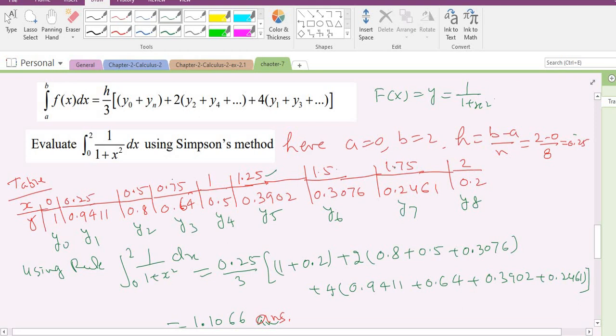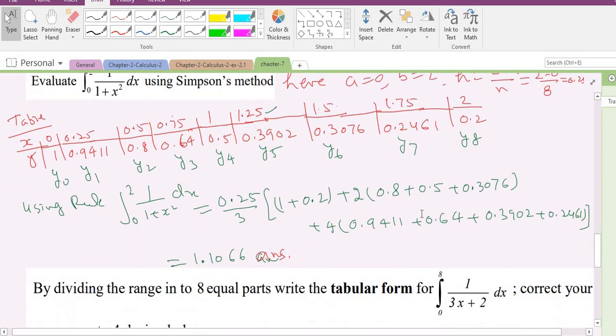At x is equal to 1.75, what is the value of y? This one. And again you have to add 1.75 plus 0.25. When you calculate it, it is coming 2. So see that one, finally you got the final limit, that means upper limit 2. And then you no need to do again. So at x is equal to 2, what is the value of this one? So now this is y0, y1, y2, y3, y4, y5, y6, y7, y8.